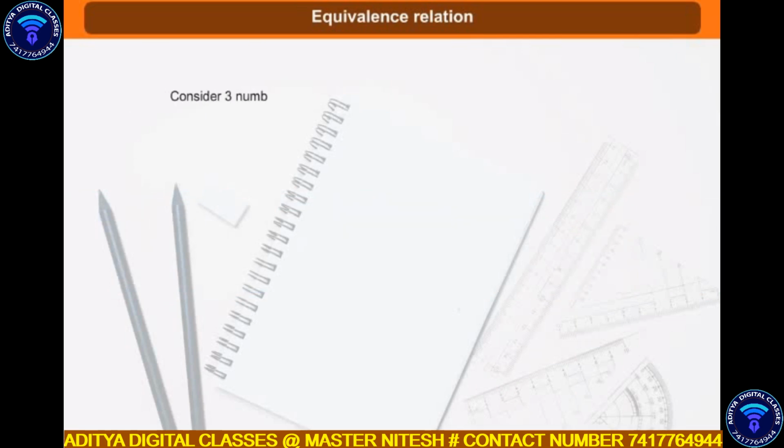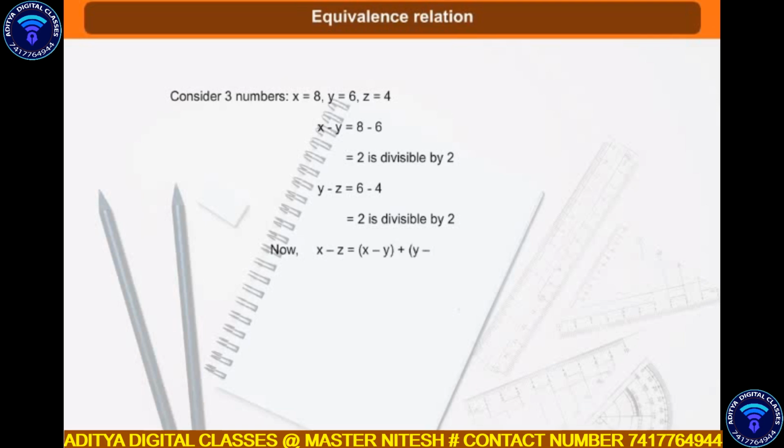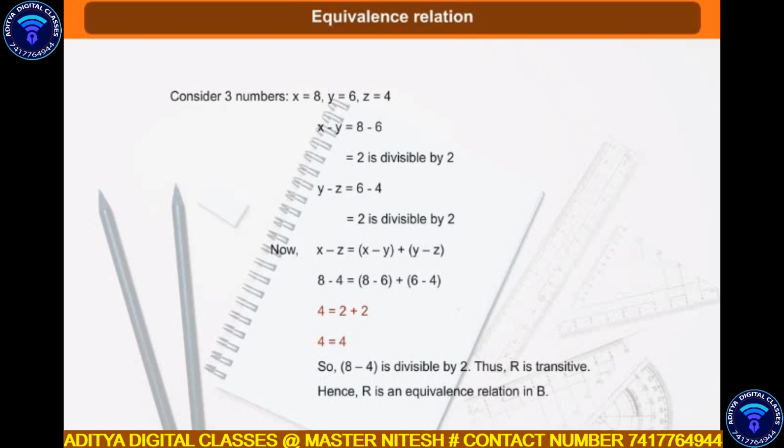Consider three numbers x equal to 8, y equal to 6 and z equal to 4. x minus y equal to 8 minus 6 equal to 2, which is divisible by 2. y minus z equal to 6 minus 4 equal to 2, which is divisible by 2. Now x minus z equal to (x minus y) plus (y minus z), which is 4. So 8 minus 4 is divisible by 2. Thus, R is transitive. Hence, R is an equivalence relation in Z.